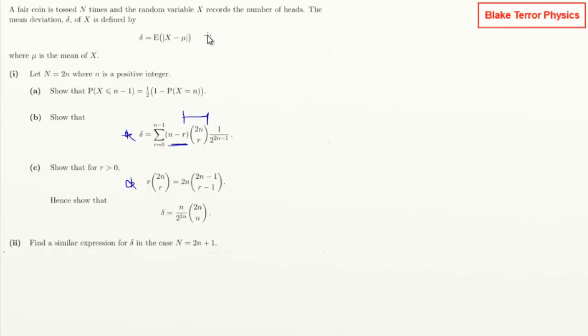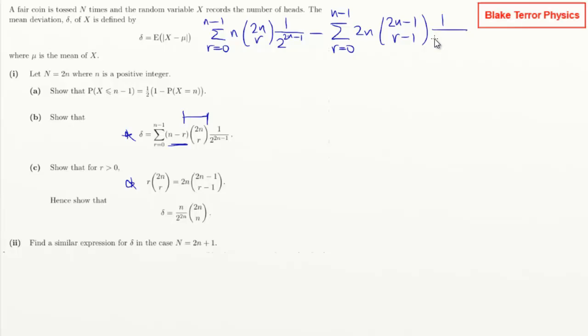So okay, well, let's write it as 2 sums. So I'm going to have the sum from R equals 0 to n minus 1 of n, 2n choose R, 1 over 2 to the 2n minus 1, and then I need to take off the sum from R equals 0 to n minus 1, and then I've got an R, I can sub in this thing now, so 2n minus 1 choose R minus 1, and then I've got that thing going on again.